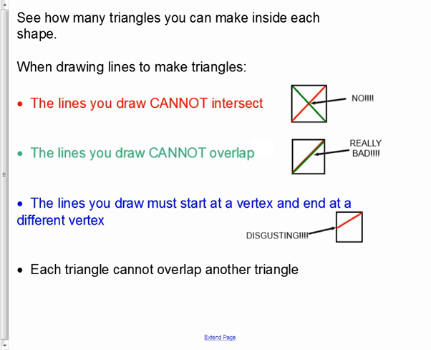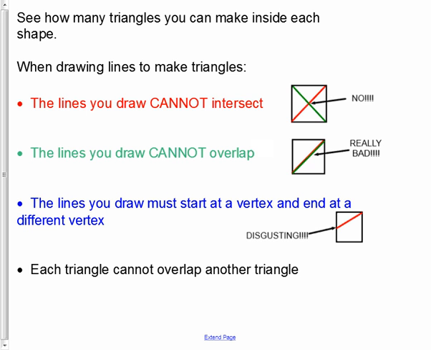The biggest thing that we're going to have to know in order to figure all this out is we need to be able to make triangles within our shapes, because the triangle is going to be the basis for determining what our degree measures are and what the number of sides are. So we can see how many triangles we can make inside each shape. So what you want to do is follow these rules.